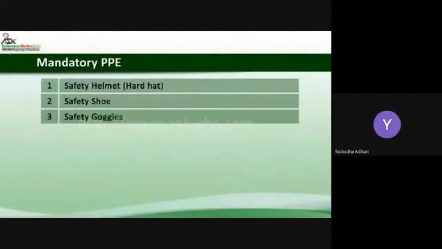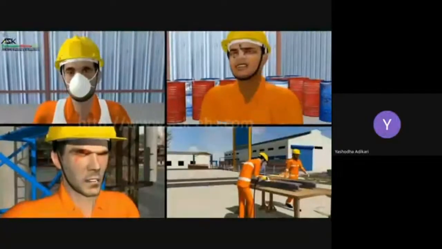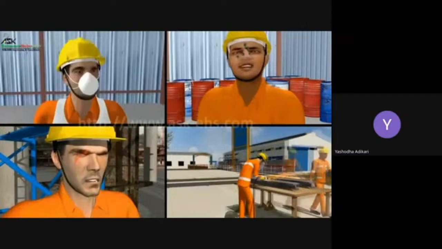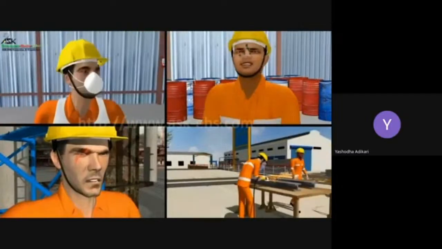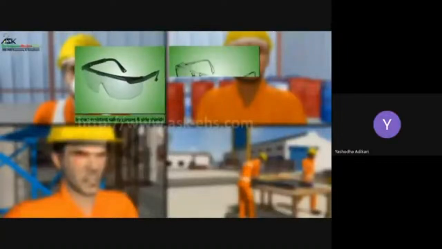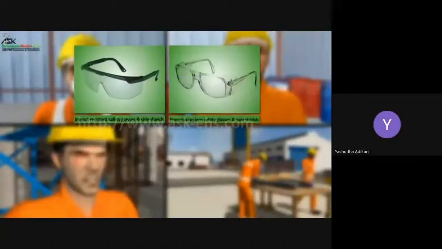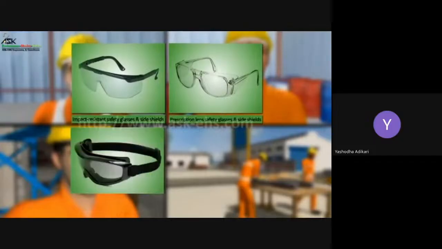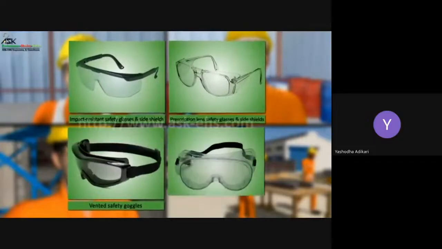Safety goggles. To prevent employee eye exposure by requiring all workers and projects to enforce eye protection use. Impact-resistant safety glasses with side shields. Prescription lens safety glasses with side shields. Vented safety goggles. Non-vented safety goggles.